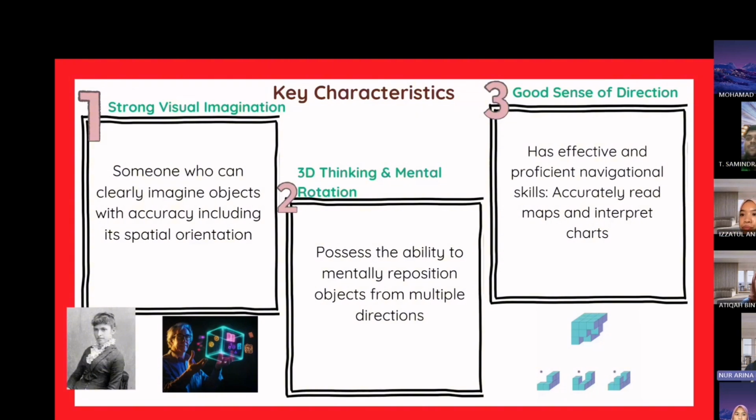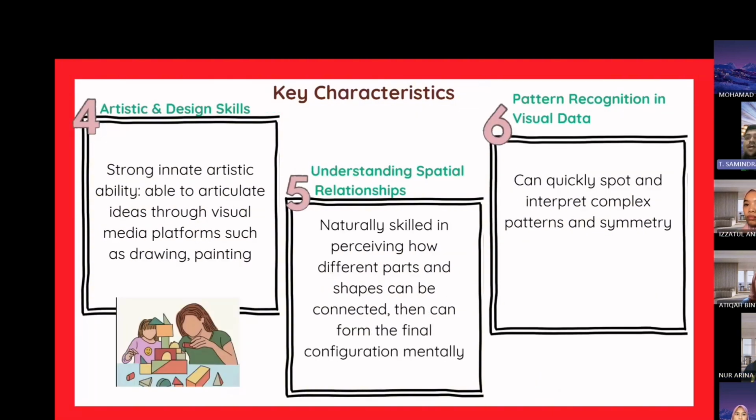Next, 4. Artistic and design skills. Strong innate artistic ability, able to articulate ideas through visual media such as drawing and painting. 5. Understanding spatial relationships. Naturally skilled in perceiving how different parts and shapes can be connected, then form the final configuration mentally. 6. Pattern recognition and visual data. Can quickly spot and interpret complex patterns and symmetry.